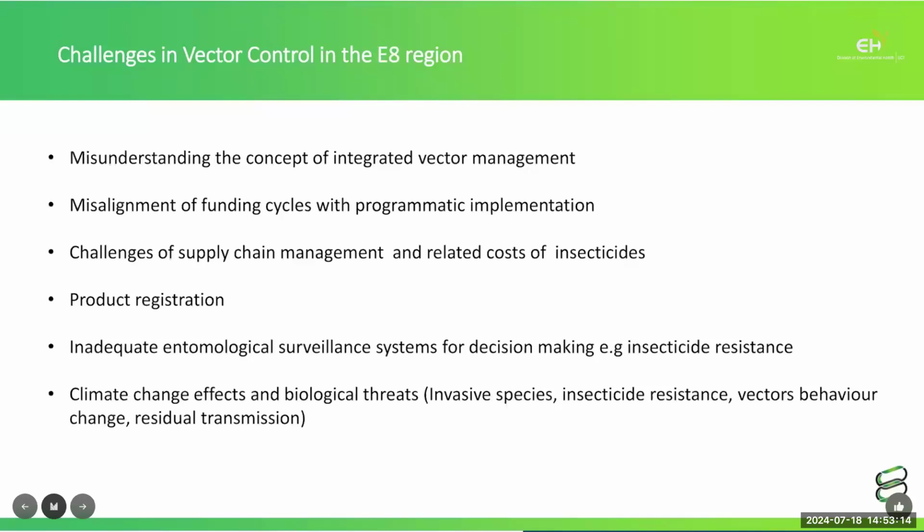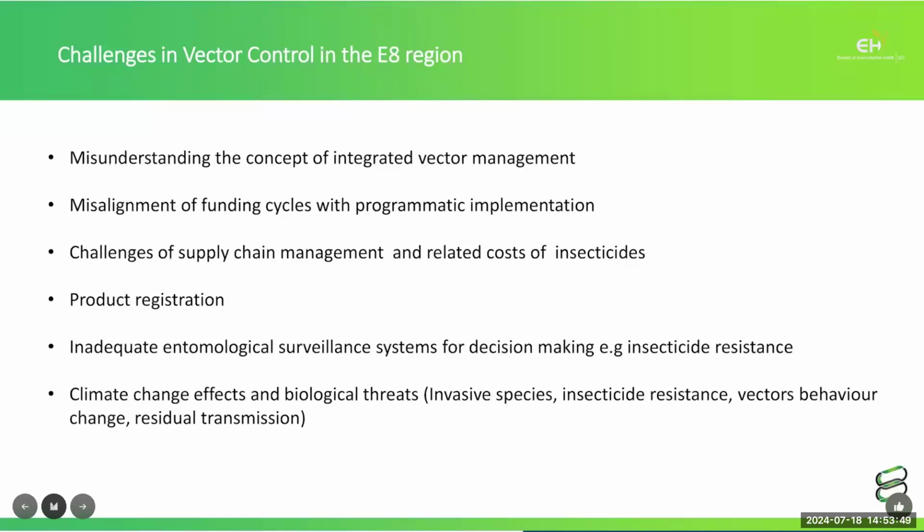The other one is inadequate entomological surveillance systems that could help to make decisions, such that when a country notices that they have resistance to one product, how robust and resilient is their entomological surveillance system to be able to detect this quickly enough for programs to make decisions for the next coming cycles of implementation of the IRS or whichever vector control measure they are using.